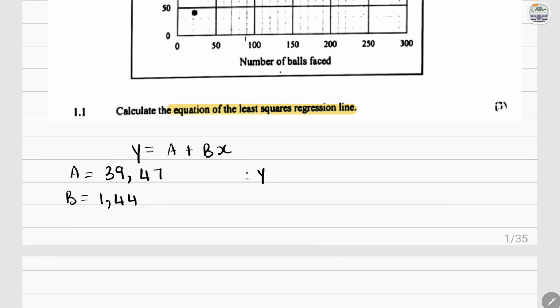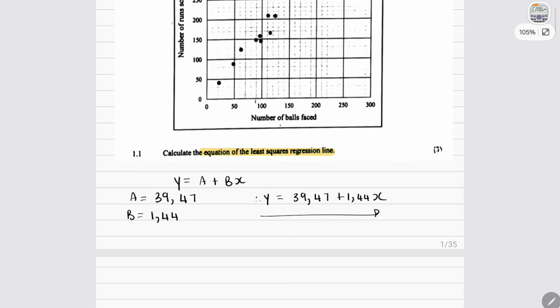So the equation of our least squares regression line is 39.47 plus 1.44x, and that is our answer. Moving on to the next question.